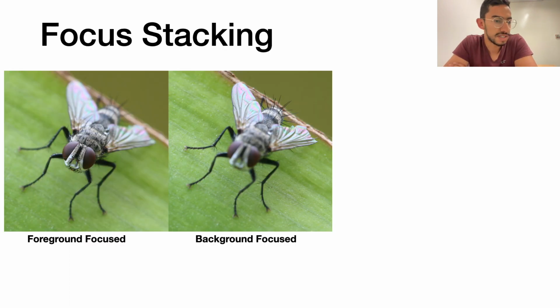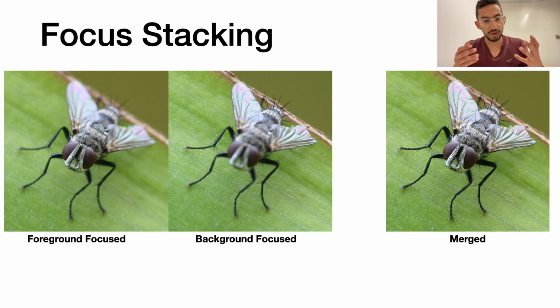So how is this done in the past? Well, one technique is focus stacking, where you capture a photo where the camera is focused on the foreground, another photo where the camera is focused on the background, and then you merge them together, and then you'll get an image that's all in focus. But this wouldn't work for dynamic scenes because you would get motion blur, and that would take time.